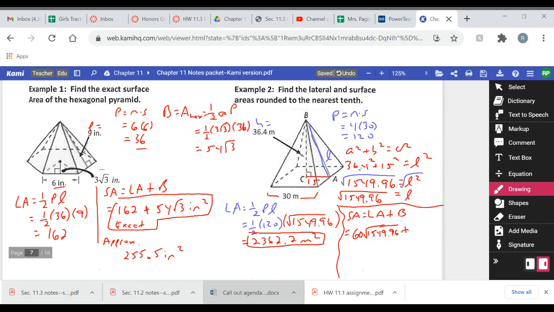And then plus area of the base. If I come up here, I can see area of the base. The base is a square. And so I'm just saying 30 times 30, which is 900. Okay. And from there, if I go ahead and combine those together, rounded to the nearest tenth, I get 3262.2.